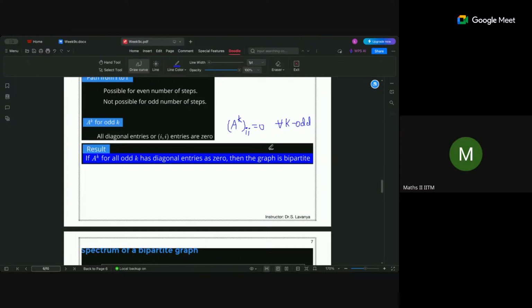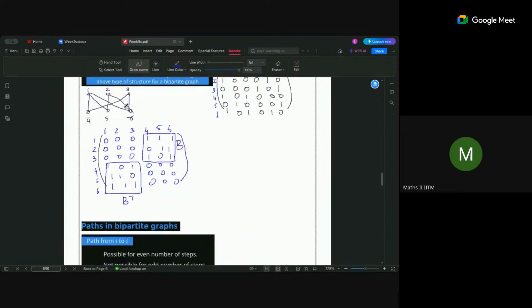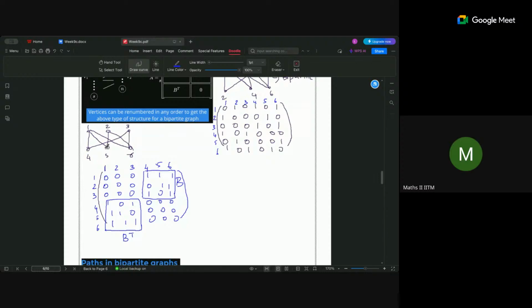Do you all understand this property? If all the diagonal entries are 0 for all the odd powers of the matrix, then the graph is bipartite. Why is that? Because you cannot have an odd number of steps from the same vertex to the same vertex, because of the structure of a bipartite graph. Is that clear?